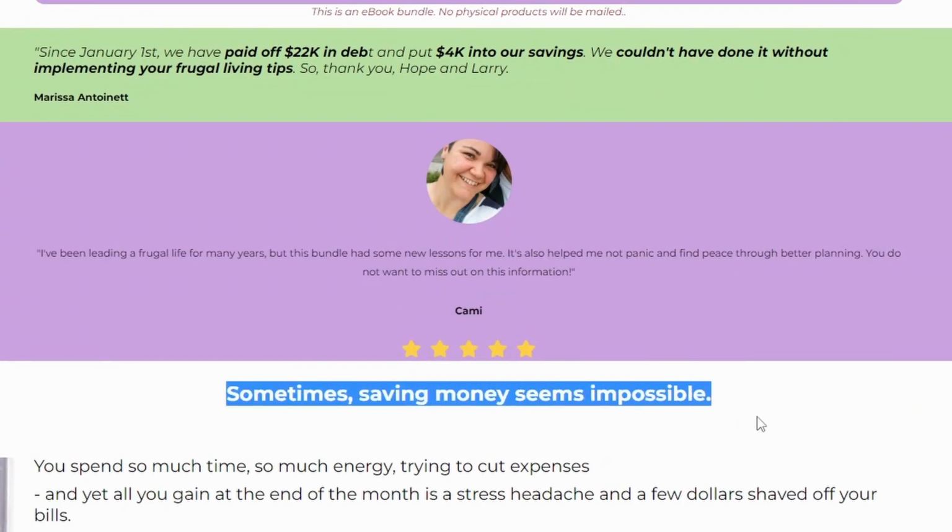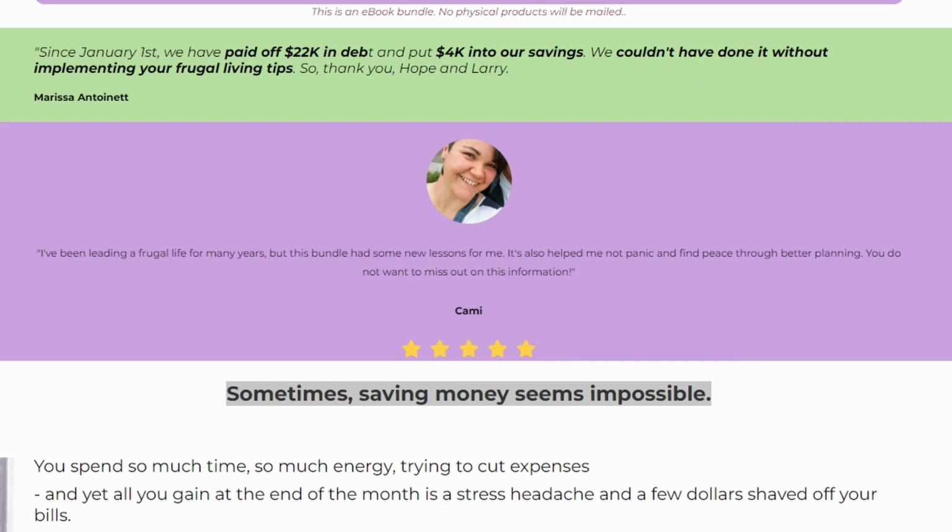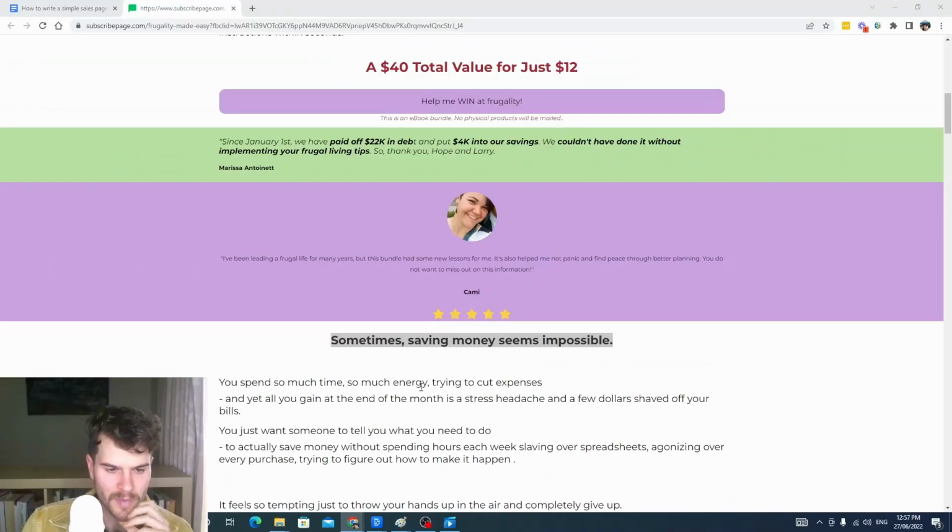You said sometimes saving money seems impossible. Let's try and bring some emotion into it. So let's try and make this painful without being too direct, too finger pointing. So I wrote something like, saving money doesn't have to be miserable. And then you've written, you spend so much time, so much energy trying to cut expenses, and yet all you gain at the end of the month is a stress headache and a few dollars shaved off your bills. Okay, so that's something that might be happening.